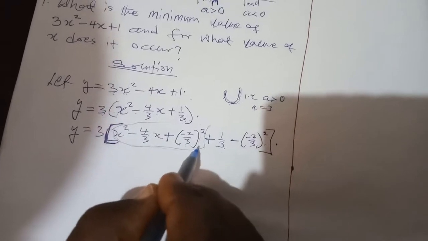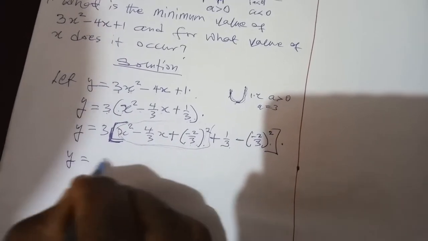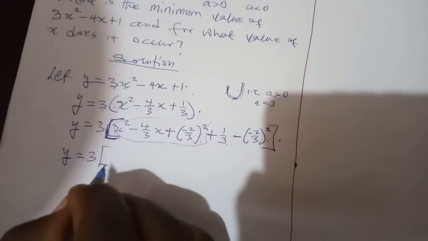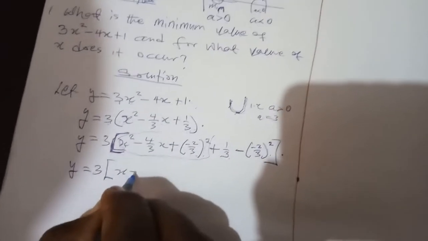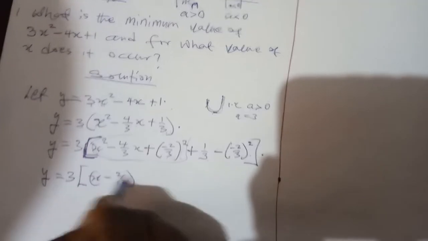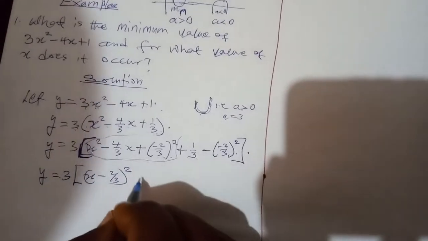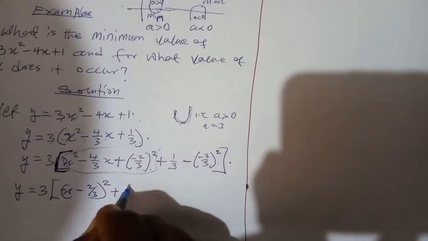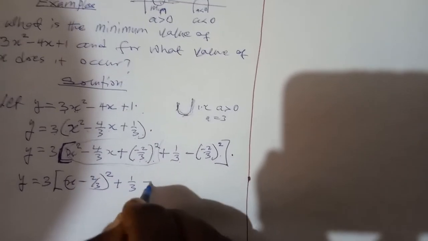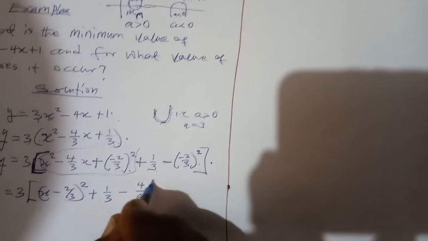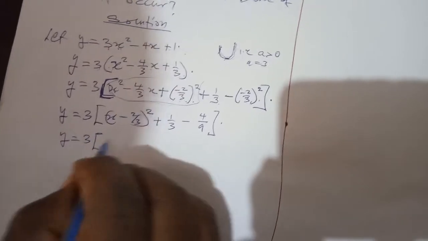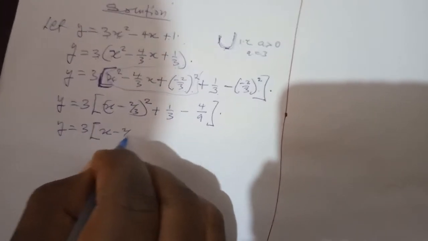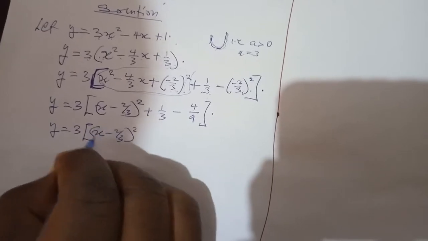So because it is now a perfect square, I can now write it as y is equal to 3 like this, a bigger bracket. Then I'll take this and this because it's now a perfect square. x minus 2 over 3. I square it. Can you see that? Then I have plus 1 over 3. I will simplify this. Minus 4 over 9. This is what we'll have. All right. And this becomes y equal to 3 bracket, bigger bracket now, x minus 2 over 3 squared.